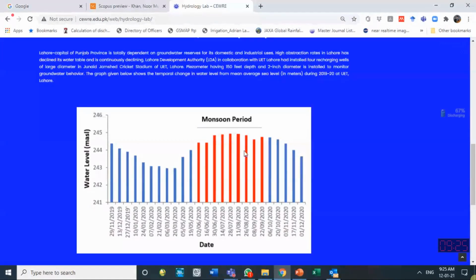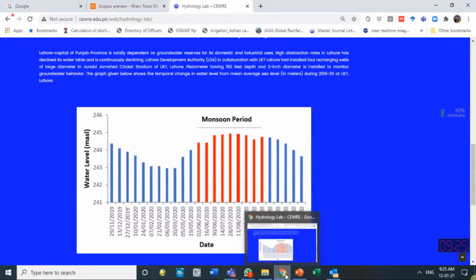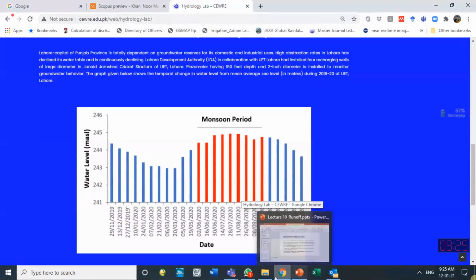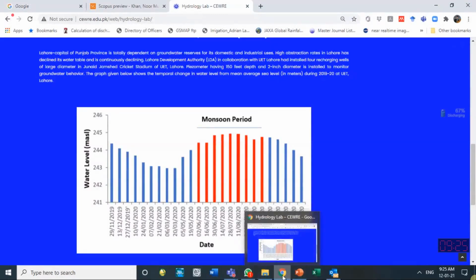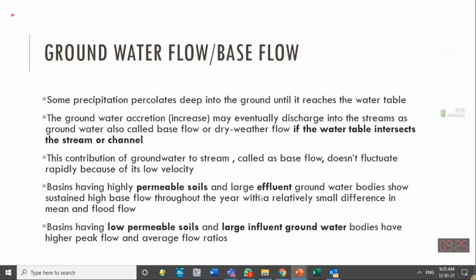So groundwater does fluctuate, but it does not fluctuate as rapidly as the streams fluctuate. So that's why most of the time we don't have much variation in the base flow, but it does vary.